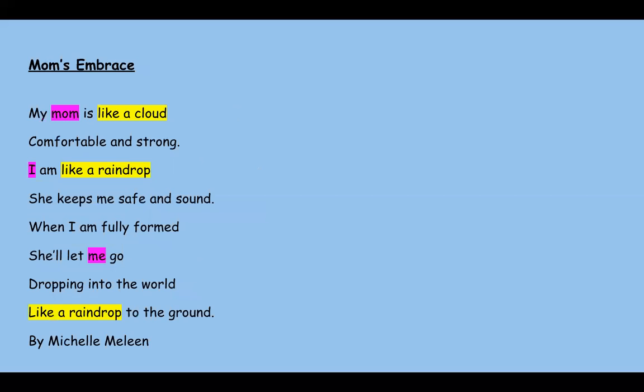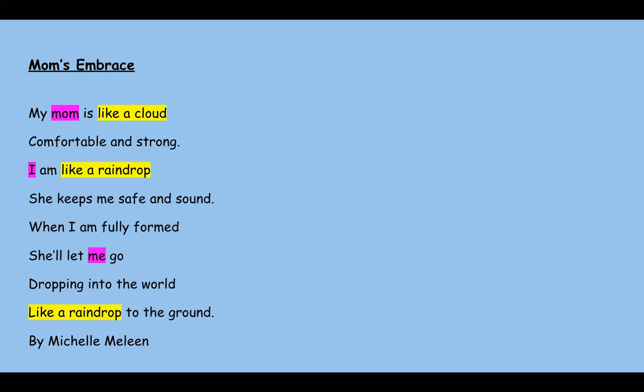Here's another example. Mum's embrace. My mum is like a cloud, comfortable and strong. I am like a raindrop. She keeps me safe and sound. When I am fully formed, she'll let me go, dropping into the world like a raindrop to the ground.